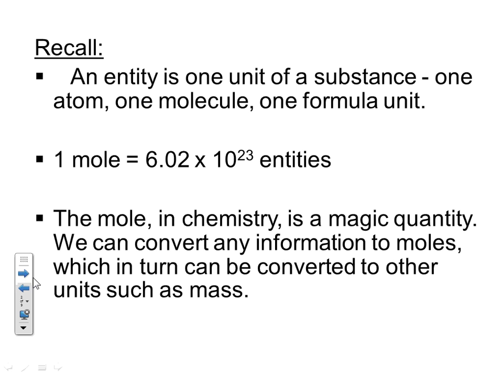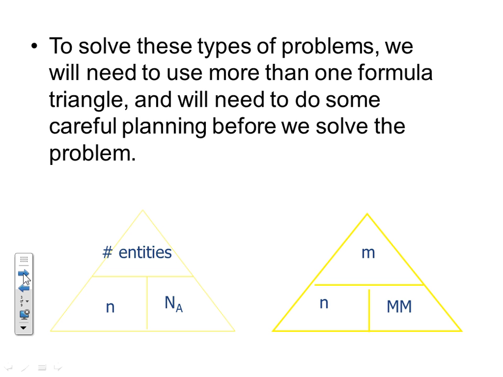So don't write this next slide down. Again, remember we were talking about the entities being one of these tiny little pieces, an atom or a molecule or a formula unit. And remember we talked about the mole being 6.02 times 10 to the 23 entities, which then is Avogadro's number. So it gets us entities per mole. So again, that's a useful number. We sometimes want to deal with those things. Don't write this down either.